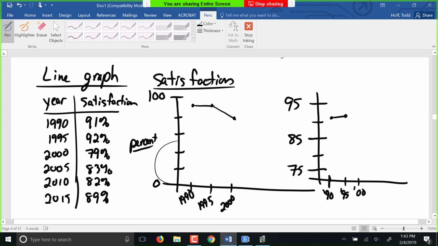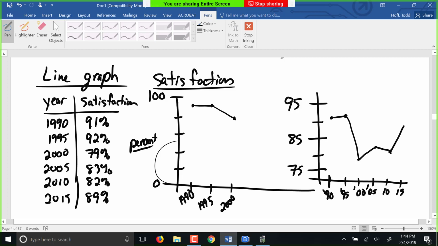2000, dropped to 79%. So we can see that drastic fall. 05, it goes up to 83%. 2010, dropped a notch to 82. And 2015, up to 89. You guys get the picture.